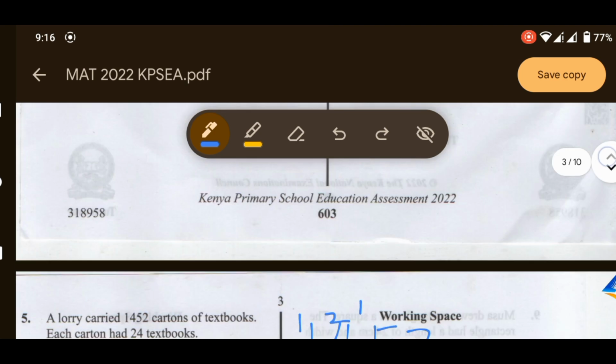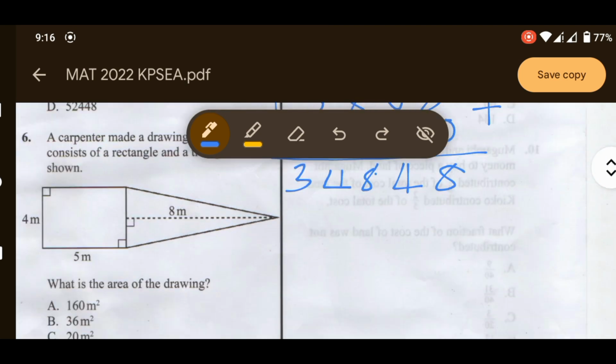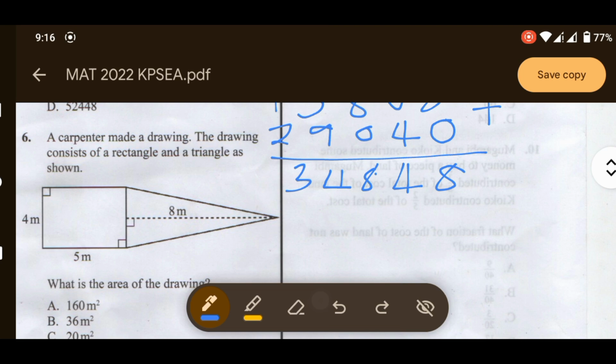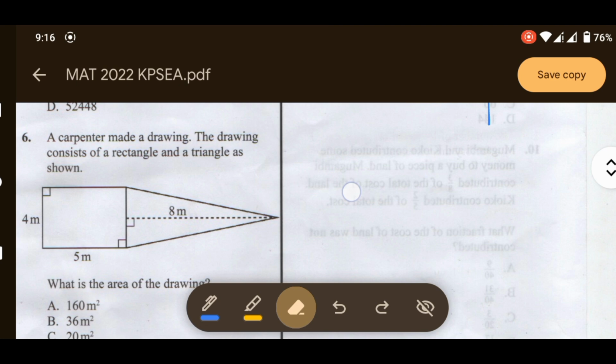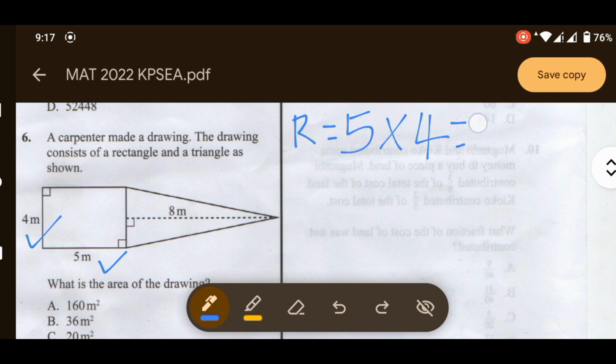Okay, number 5. I'll need to erase this so that we can have enough space. Okay, the question says a carpenter made a drawing. The drawing consists of a rectangle and a triangle as shown. What is the area of the drawing? So we'll start with the area of the rectangle. Area of a rectangle is length times width. So length is 5 and width is 4. So we do 5 times 4, and that is 20.